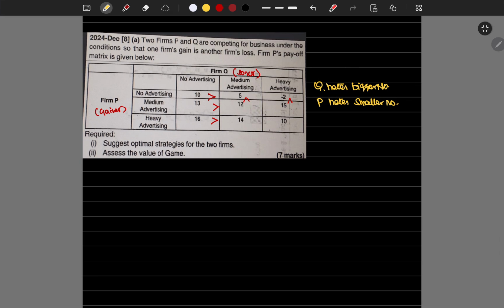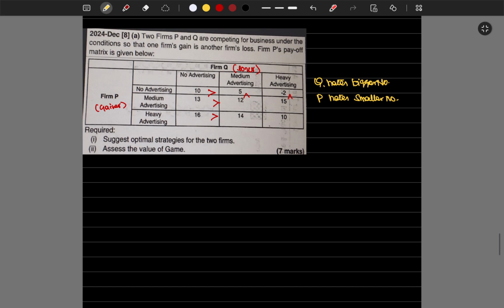Now based on this, game theory works only with a four-box matrix, so we have to remove one column. Which are ineffective here? As I already said, Q hates bigger numbers. See, these are all the bigger numbers for Q. So Q doesn't want to lose more, so Q removes this probability. P doesn't want to gain less, so compare this; it is less compared to these values, so P removes this column also. Now we got the four-box matrix.